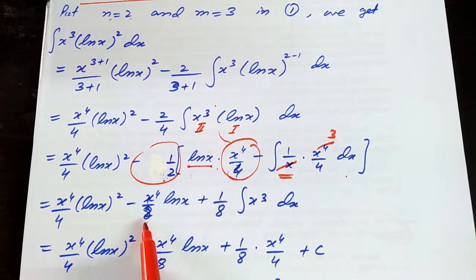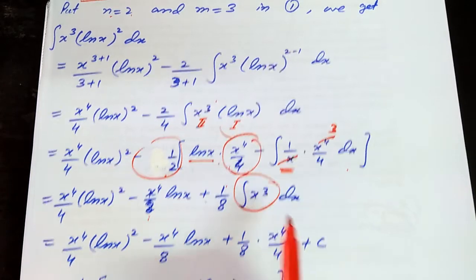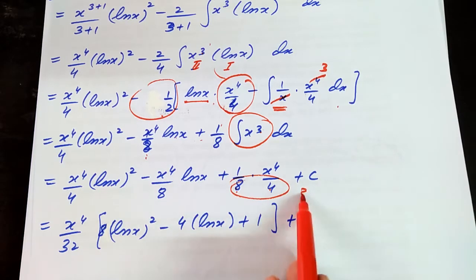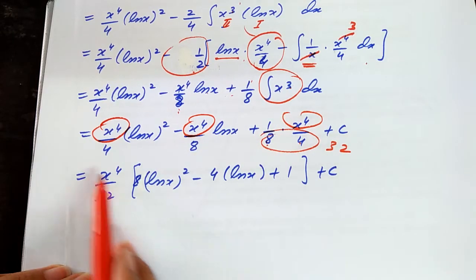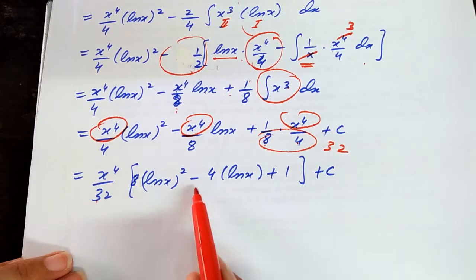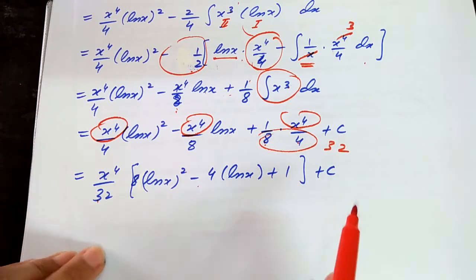It will be minus x4 by 8 ln x plus 1 by 8 integration x cube. Integration of x cube is x4 by 4. 4 into 8 is, it will become 32. So I have taken x4 and 1 over 32 as common. I will get 8 ln of x whole square minus 4 ln of x plus 1, plus constant of integration.